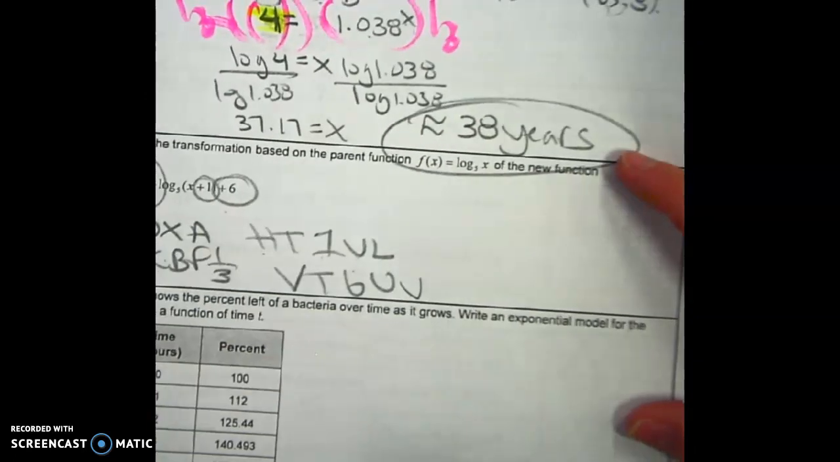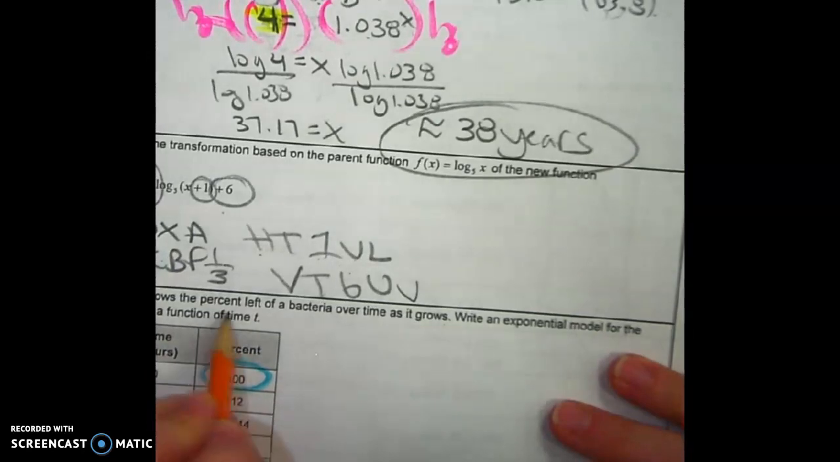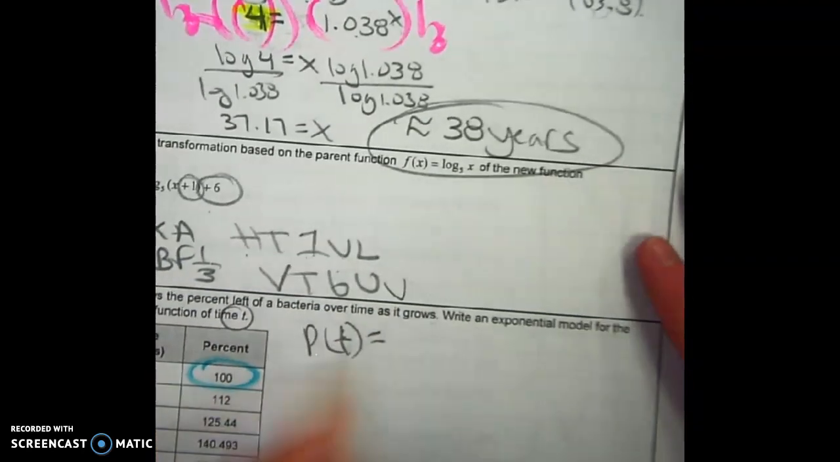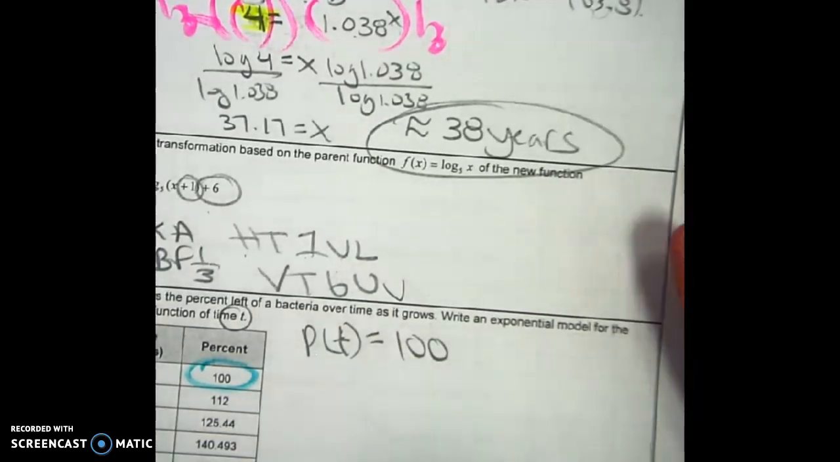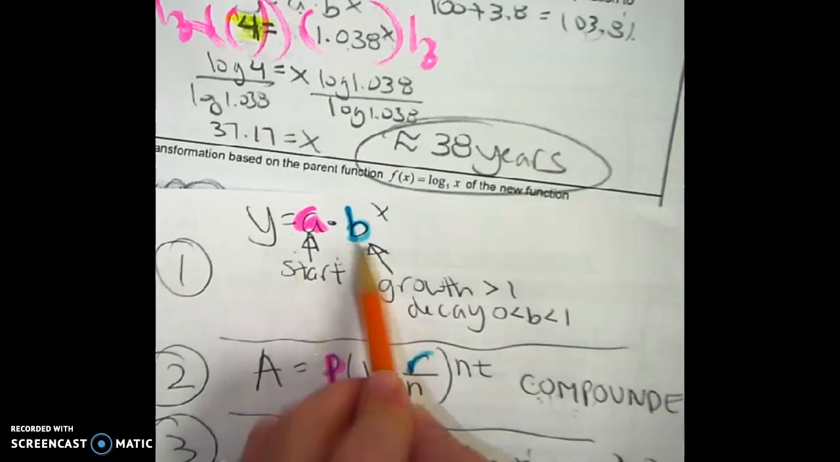All right, they want an equation. Well, here's my start. And they wanted to do P in terms of T. So that means I got to go P sub T equals 100. Now you go, which equation do I use? Do you see compounded? No. It's just this one then.